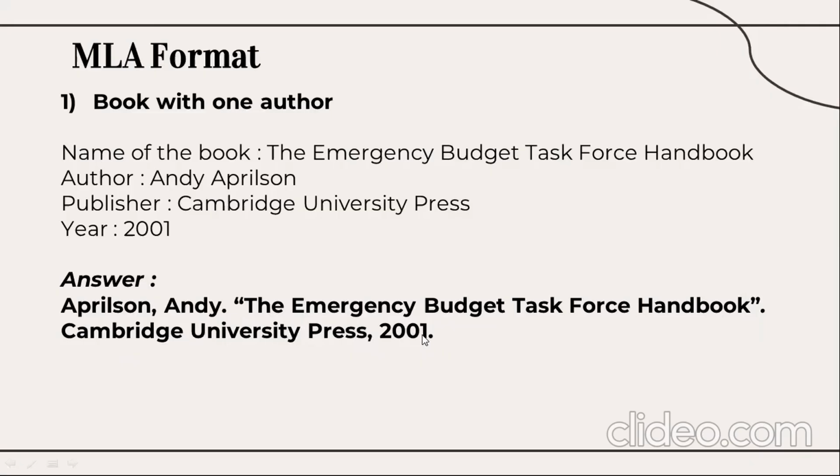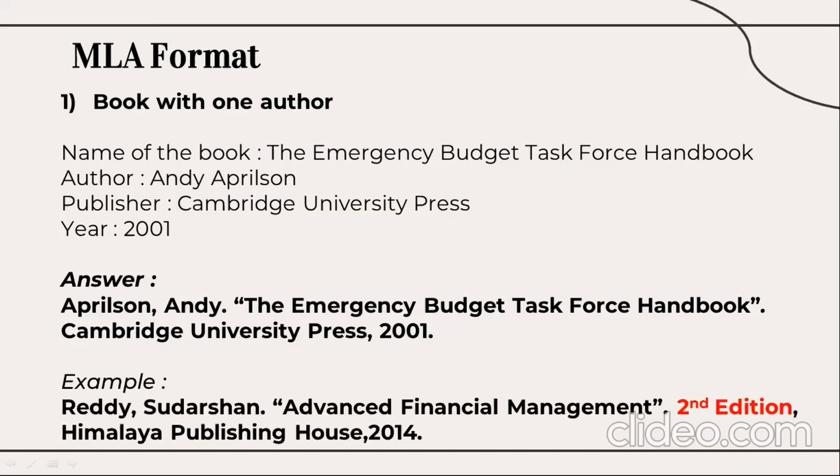So this is the MLA format when you are referring to a book and the book is written by one author. So I repeat here, in the very beginning, we should write the author's last name first, comma, first name, full stop, name of the book in the inverted comma, afterwards the publisher, then comma, and the year of publication.